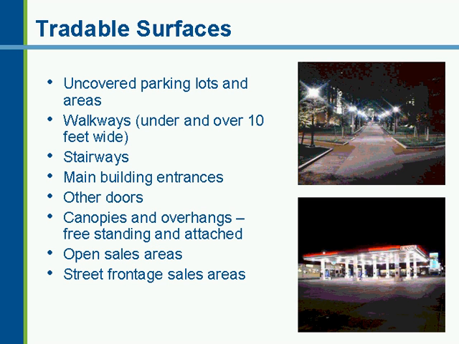So let's look at tradable surfaces. Here's the list of what they are: uncovered parking lots and areas, walkways, and there are two categories: under and over 10 feet wide, stairways, main building entrances, other doors, canopies and overhangs, both freestanding and attached, and open sales areas in kind of two categories: the open area and the street frontage. All of these, again, are tradable. If you don't need all your parking lot allowance, you can use it for something else.